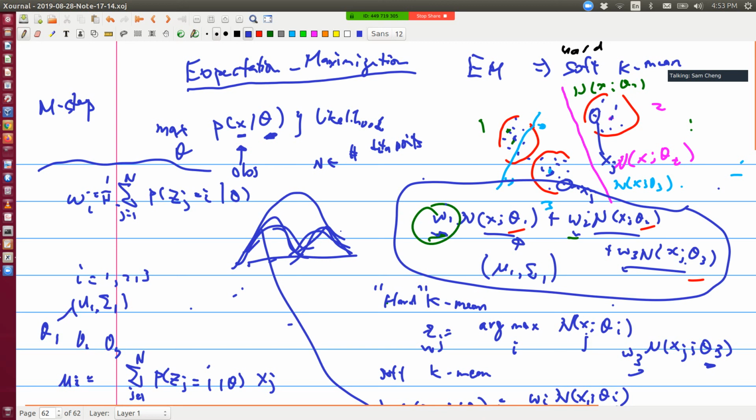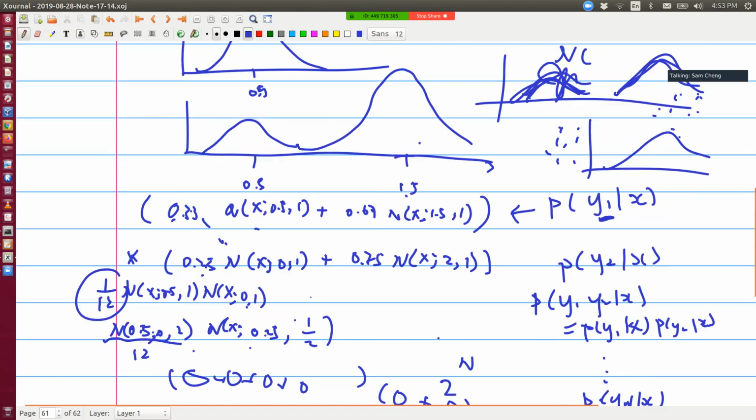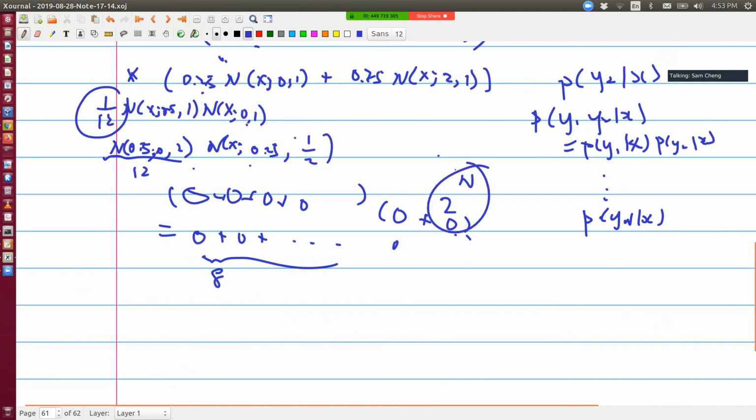Why do we need to reduce complexity? Because really the complexity is exponential. If you remember earlier, you have 2 to the n.